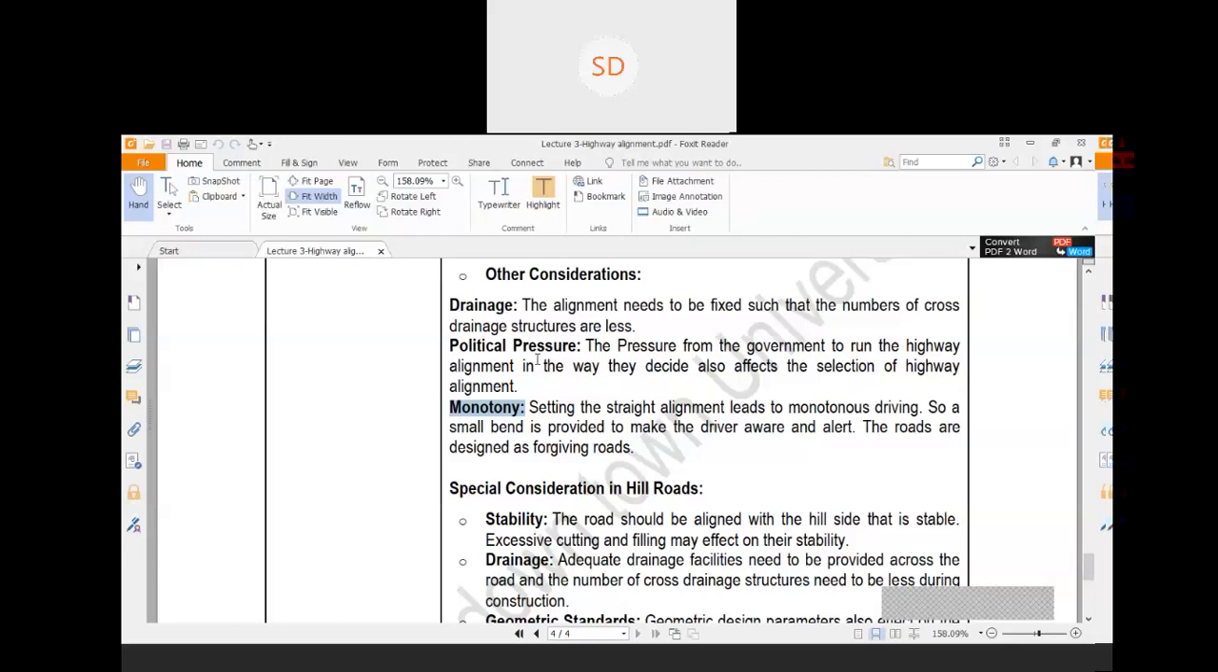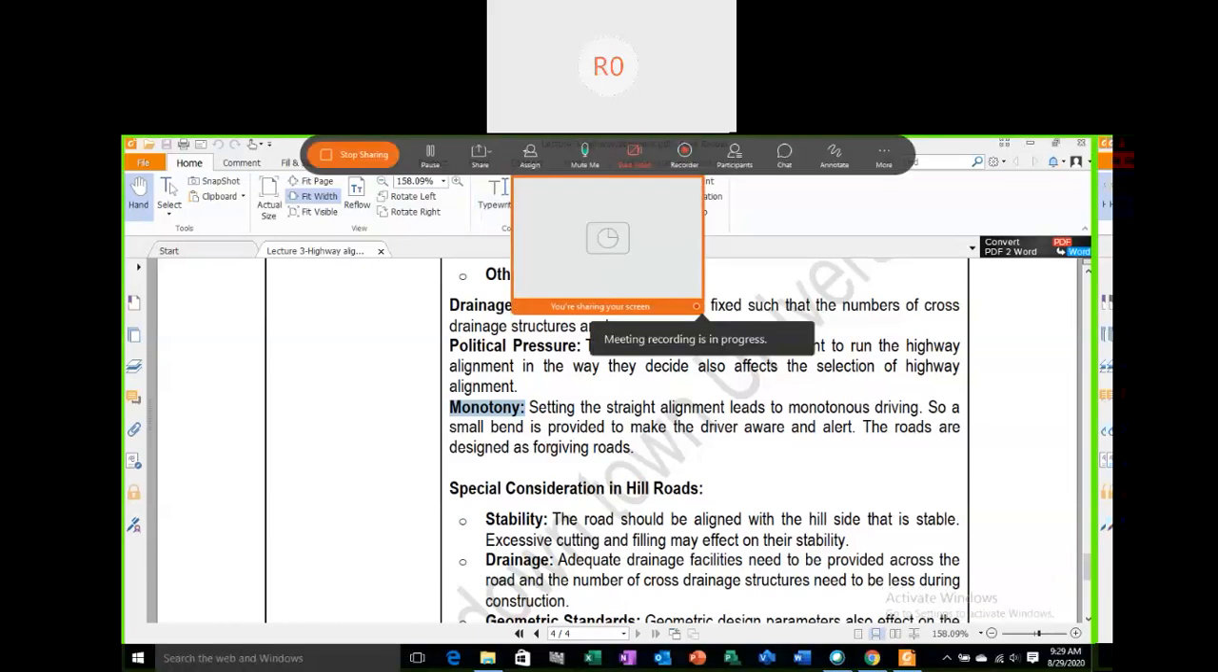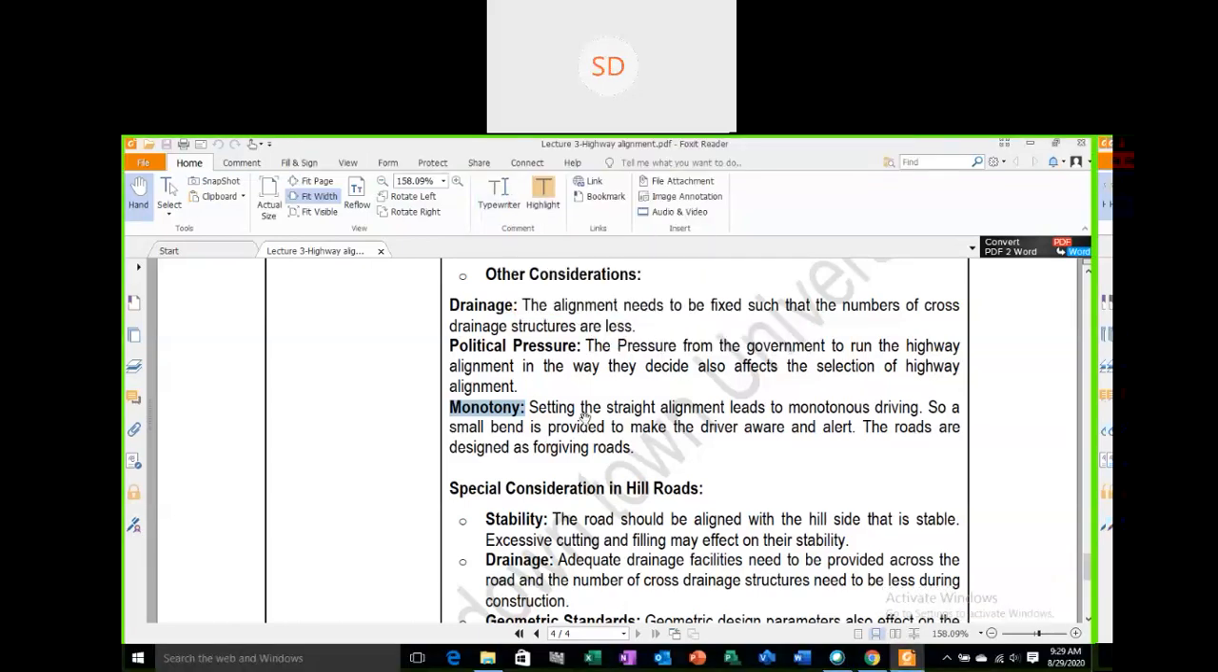Sir, yes, your screen is not visible. Is it now or for the entire duration of time? Just now. Okay. Now is it visible? Yes, sir.